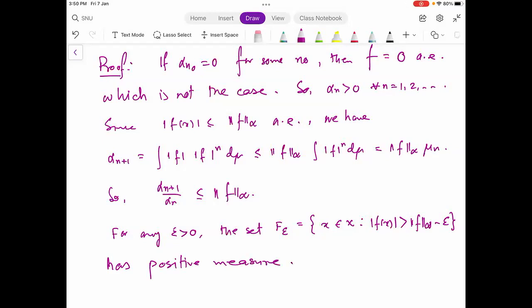As positive measure by definition. Agreed? So, if it had 0 measure, then norm f would not be norm f. It would be norm f minus epsilon.